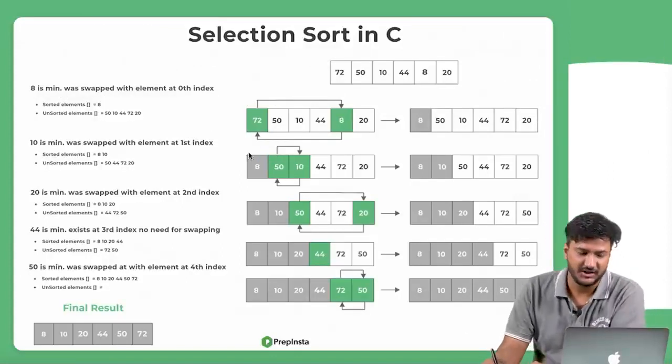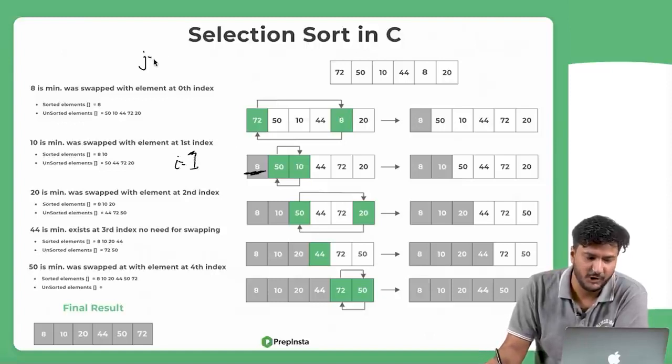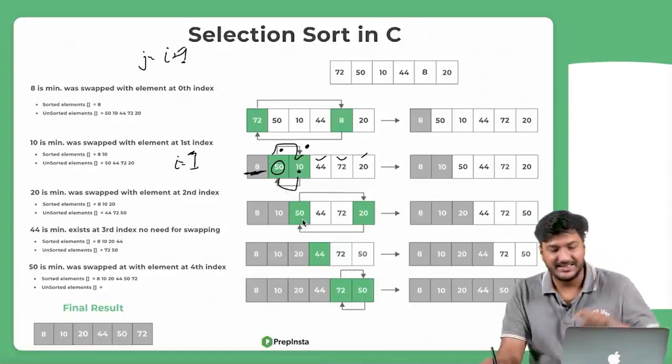In the next iteration, I already have my smallest element here, so I will start from i equals 1. In this case, my j for loop would start from i plus 1. So my i value would be this, and my j value will start from this. I will store the same thing, find that this is the minimum index, and swap both of them. So essentially, this is what is happening.